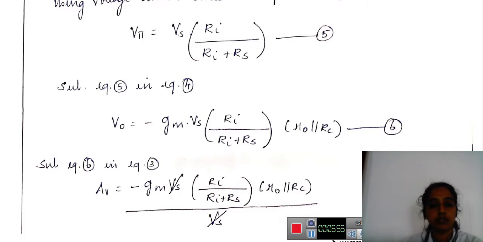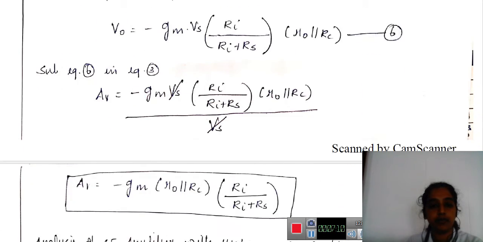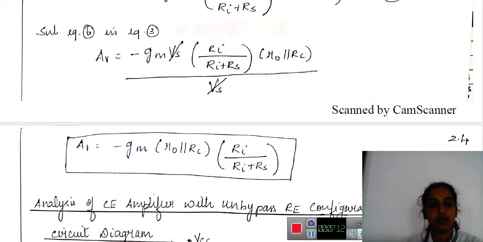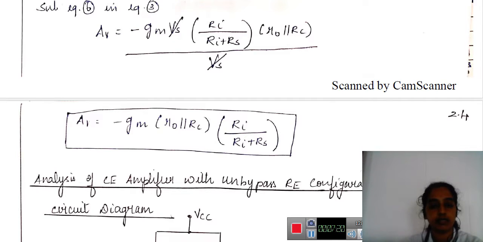Now substitute the value of gain. Gain is equal to output by input. So consider this as my output voltage and this is my input voltage. So Vs values will get cancelled and then I have the remaining values. Voltage gain is equal to minus Gm into R0 parallel to Rc into Ri by Ri plus Rs.